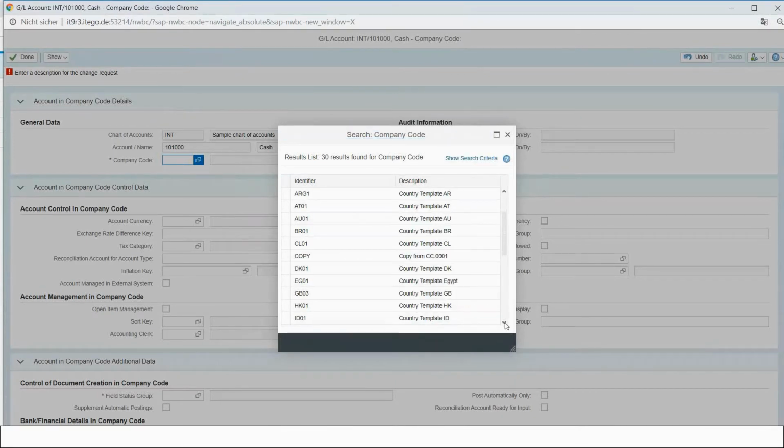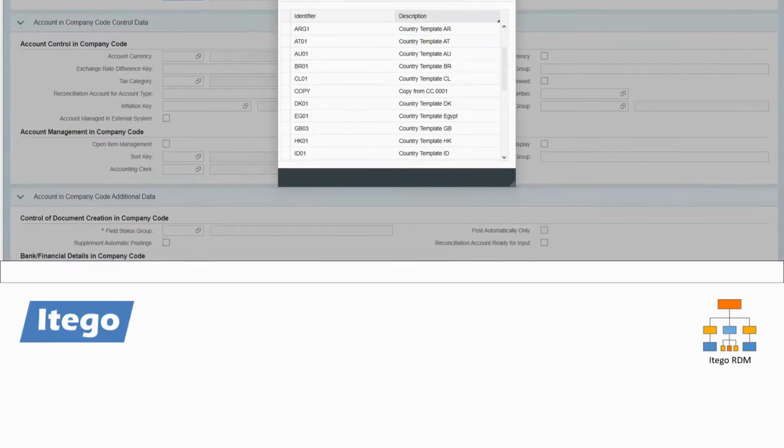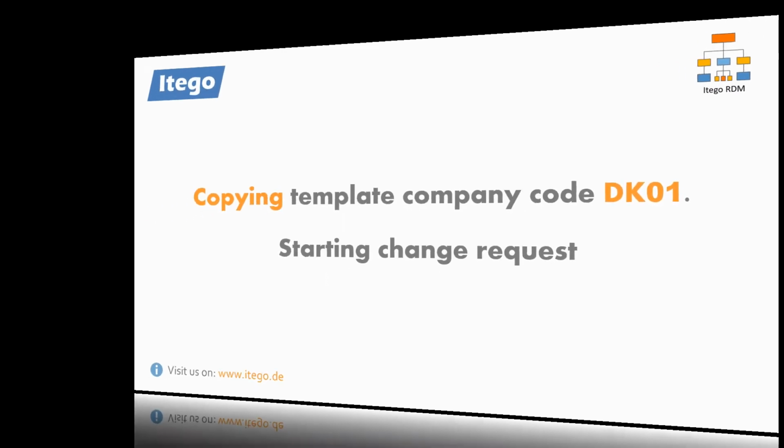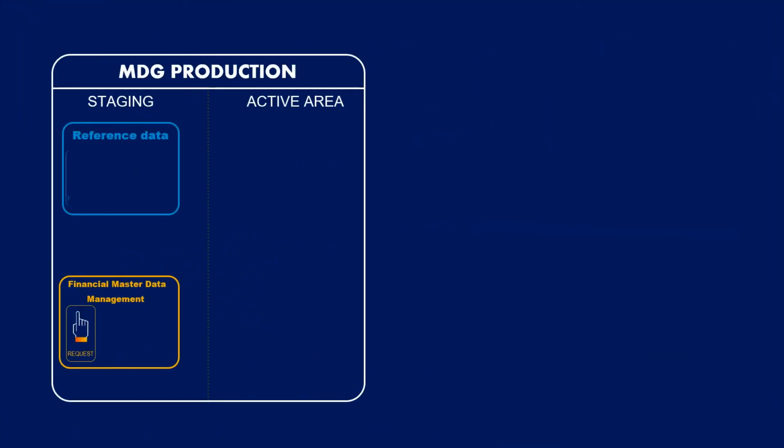It is not an everyday scenario, but we're going to use it anyways, as it shows a lot of the functionalities which RDM offers. In this case, creating the company code DK03 will be done by copying the already existing company code DK01, as copying is the regular use case for this object.